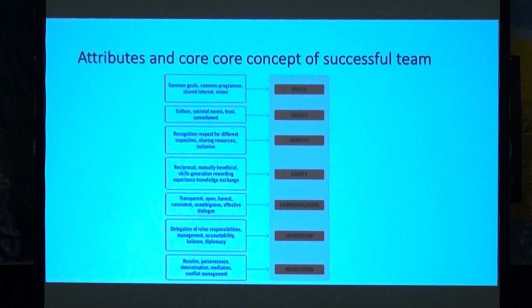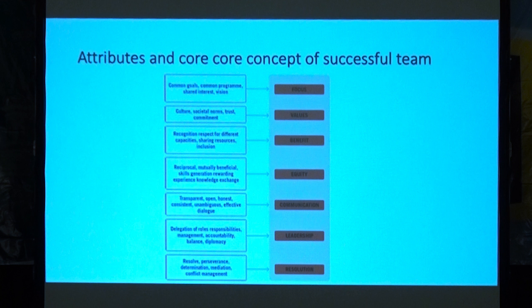So if we can develop a good team, then the team can have these attributes. First, it has a focus, right? Usually a good team has common goals, a common program, shared interest, and shared vision. It also agrees on a set of values, for example values on culture, on social norms, trust. It can also identify the benefits of those collaborations.